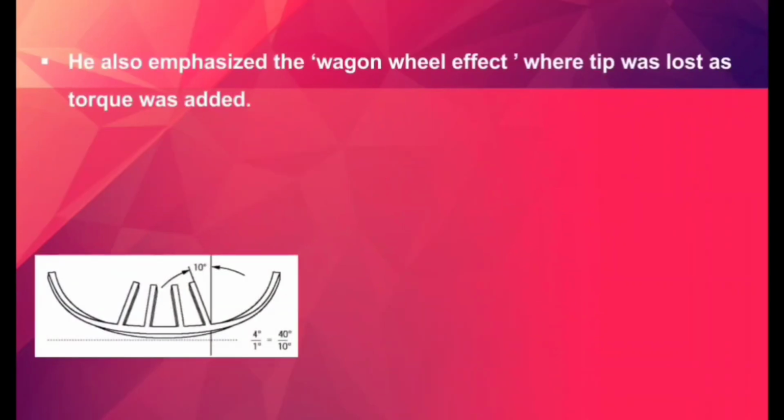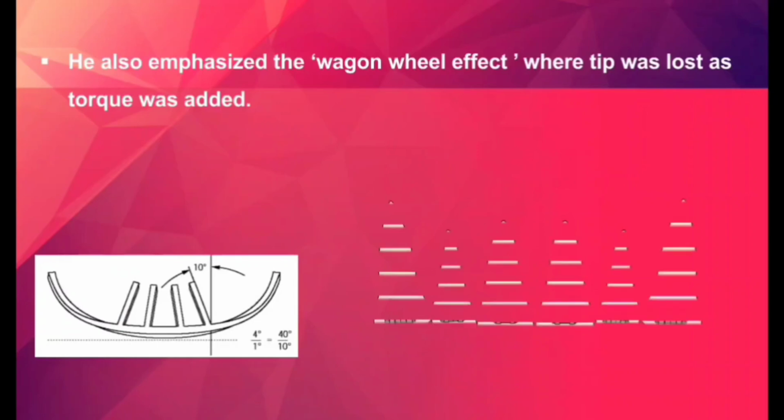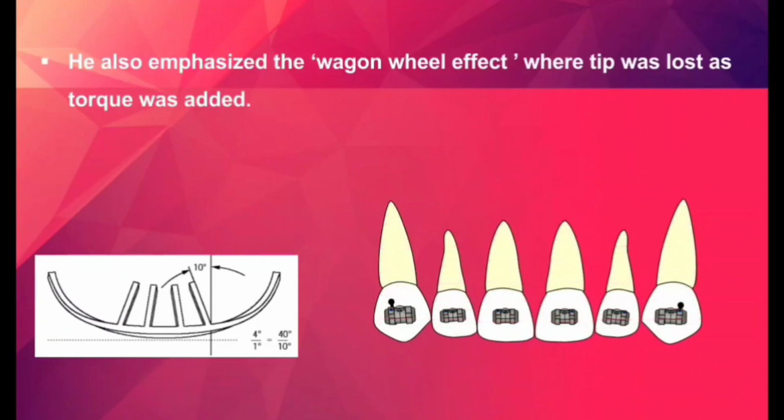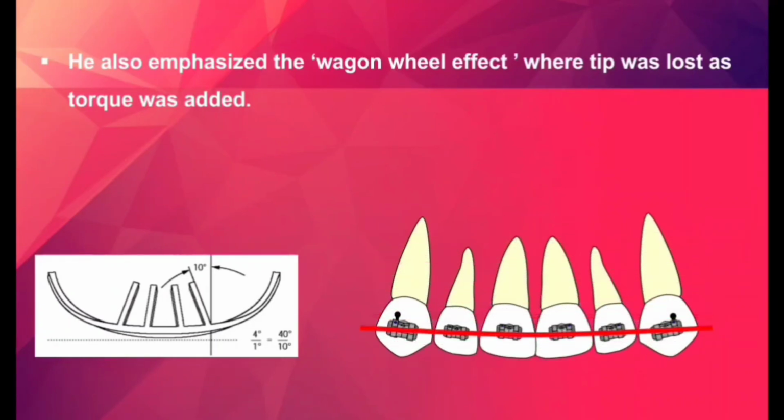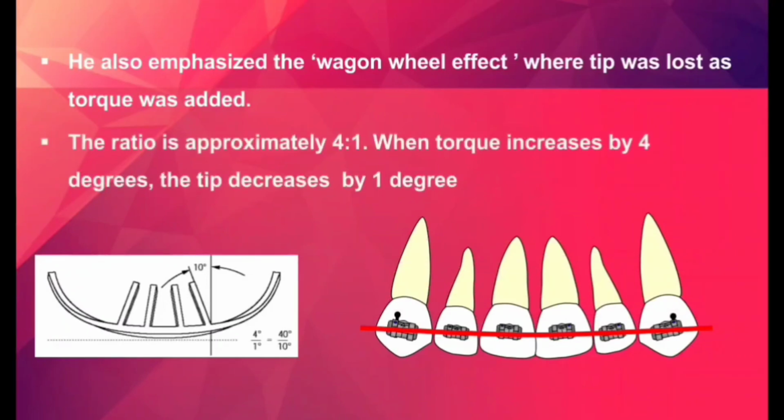And he also emphasized the wagon wheel effect, where tip was lost as torque was added. So as the anterior portion of the upper rectangular archwire is linearly torqued, a proportional amount of distal tip of the anterior crown occurs. Hence, he chose to add additional tip to anterior brackets. The ratio is approximately 4:1. When torque increases by 4 degrees, the tip decreases by 1 degree. Thus, he prescribed a wide range of brackets for extraction and non-extraction cases.